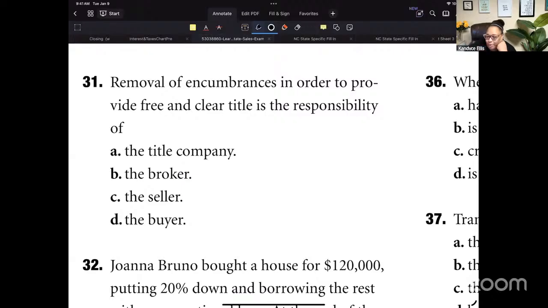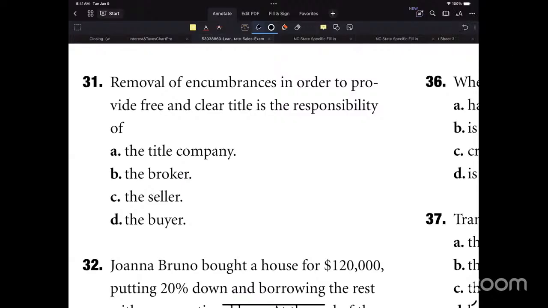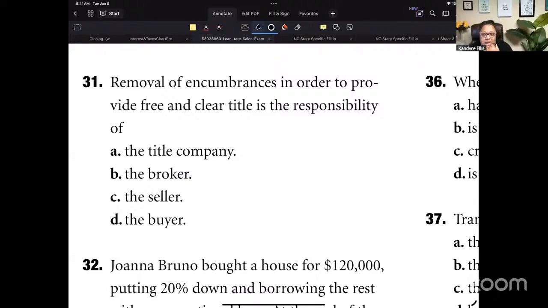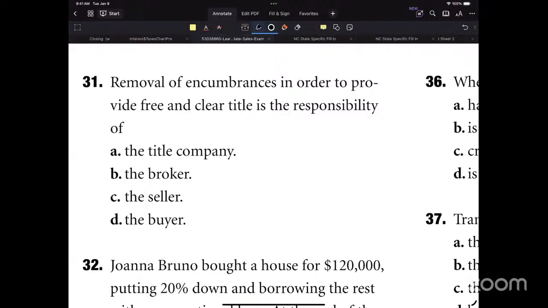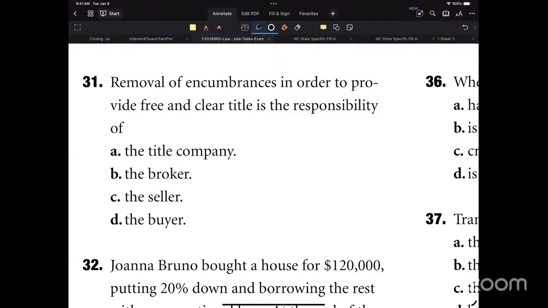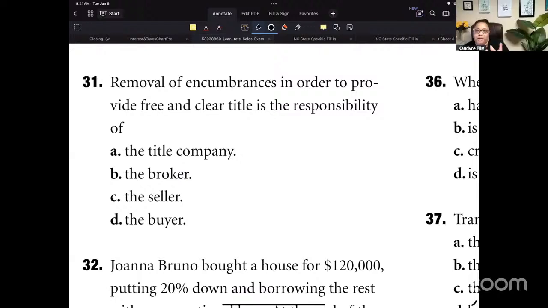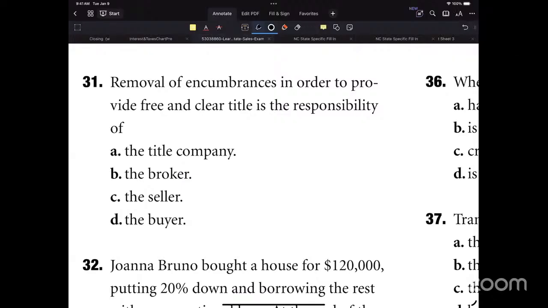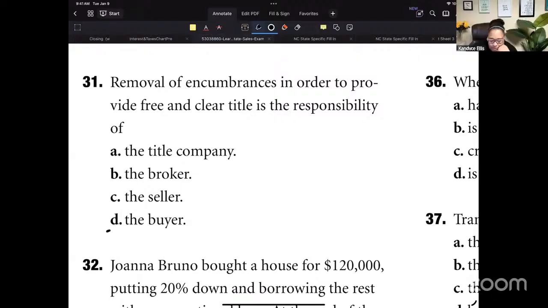Ooh, I like this question. And the title company, is that also the title insurance or not? Sometimes title companies can also offer title insurance. I know title insurance is like making the title free and clear. Well, title insurance is purchased by the buyer, basically covering the buyer. And I think the answer is D, the buyer. So you think it is D, the buyer. We got one person that says it's D, the buyer.